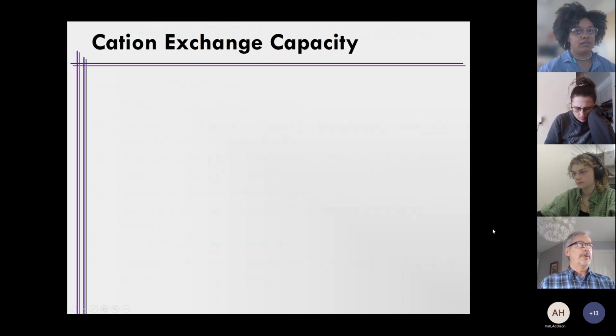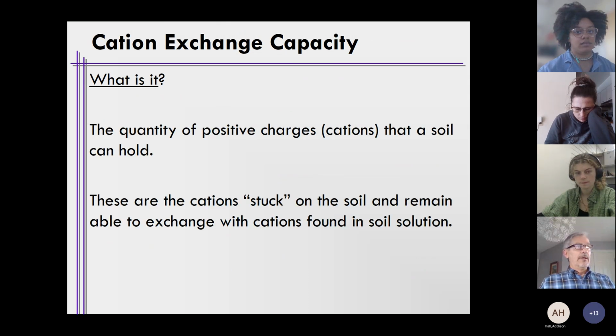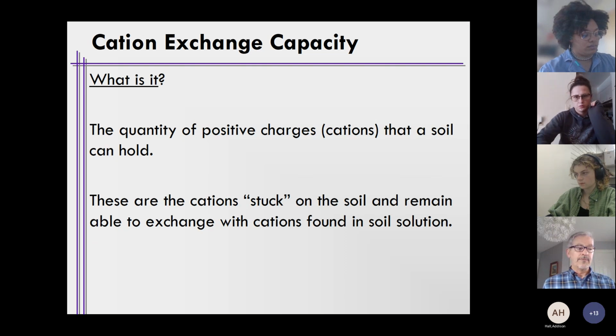So let's move into cation exchange capacity. What is it? So I put together a relatively general definition, and you can look up a more complex definition if you want. And if you're given this question on an exam, what's the definition of cation exchange capacity? Feel free to put down whatever definition you find, as long as it's a cation exchange capacity definition. This is really general in terms of how I would define cation exchange capacity.